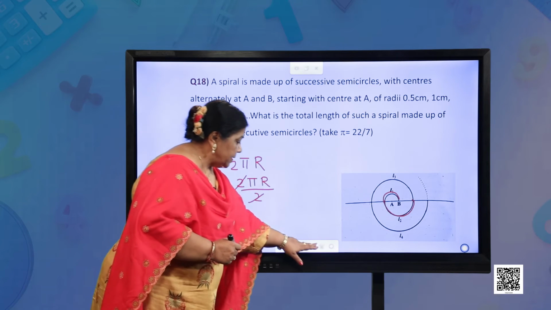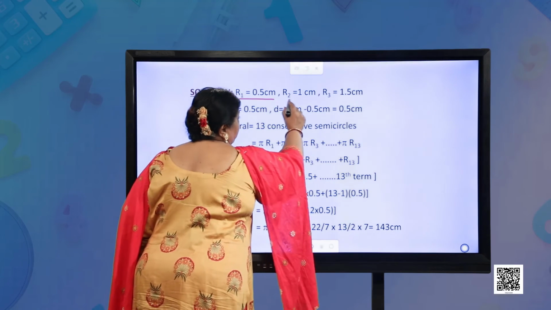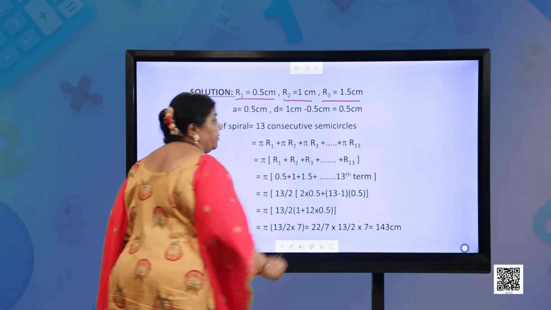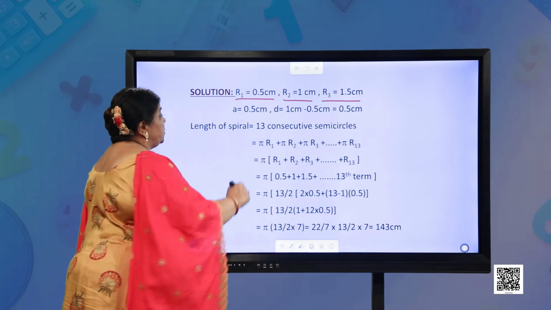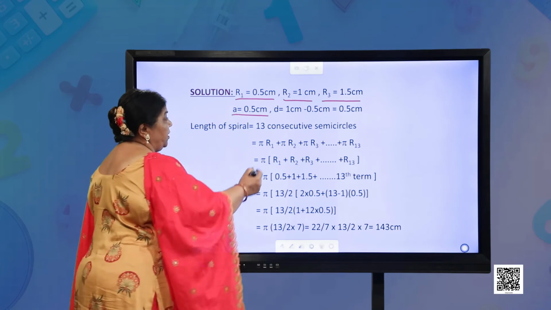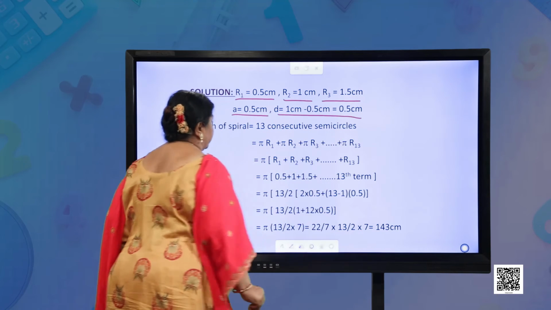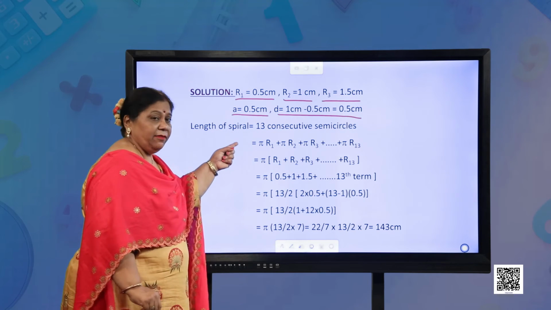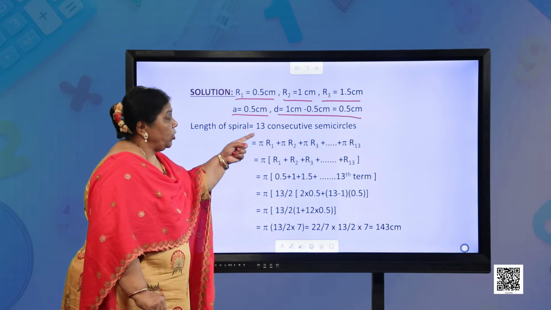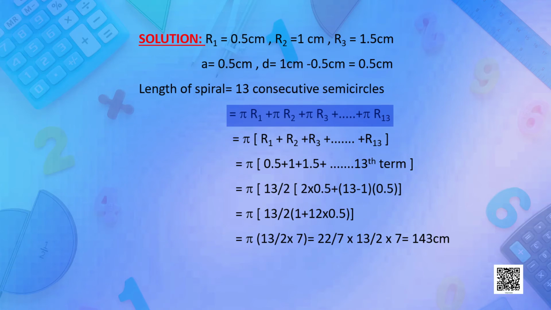How will we find the length of the semicircular rounds? See here, we have R1 as 0.5 centimeters, R2 as 1 centimeter, R3 is 1.5 centimeters. So, the first term becomes 0.5 centimeters. What is the common difference? 1 minus 0.5, it is 0.5 centimeters. So, the length of the spiral will be equal to 13 consecutive semicircles, that is equal to pi r1 plus pi r2 plus pi r3 and so on till pi r13.